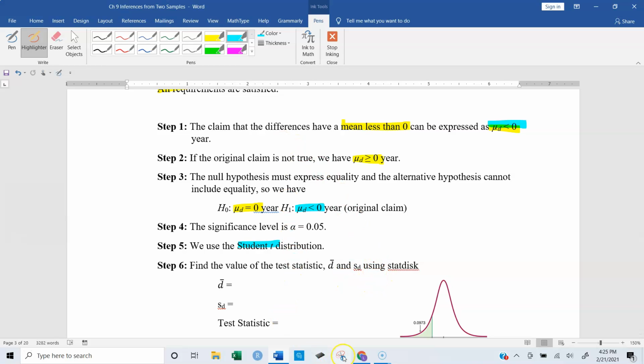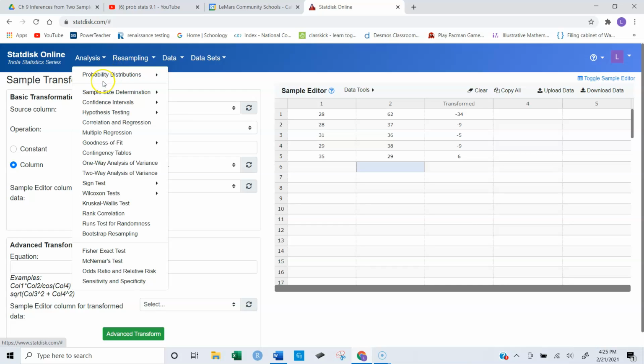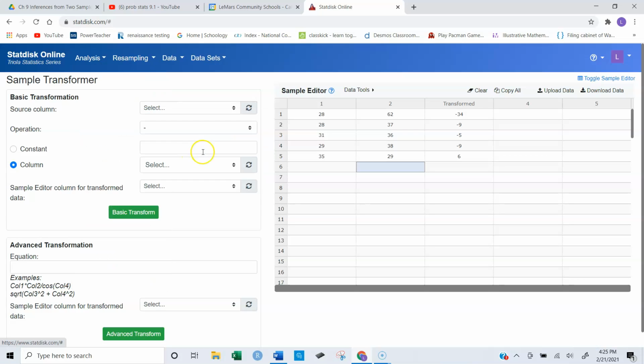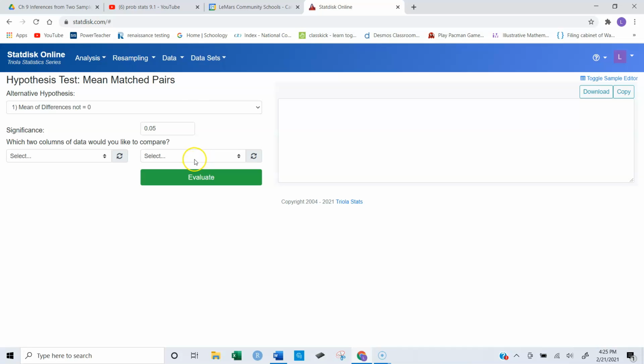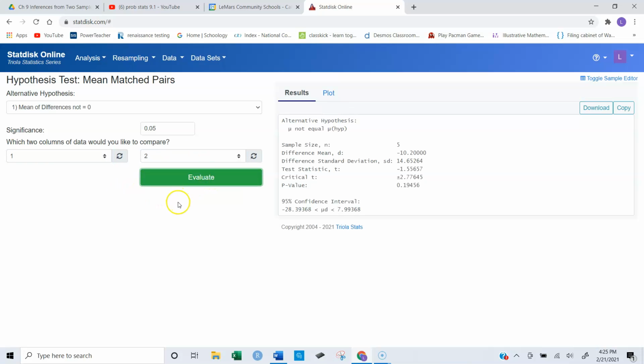So now let's get back to our StatDisk here. We're going to go to analysis, hypothesis testing, and a mean of matched pairs this time is what you're using. Significance of 0.05. Select which two columns of data you would like to compare. So we're going to compare 1 and 2, and we're going to evaluate.